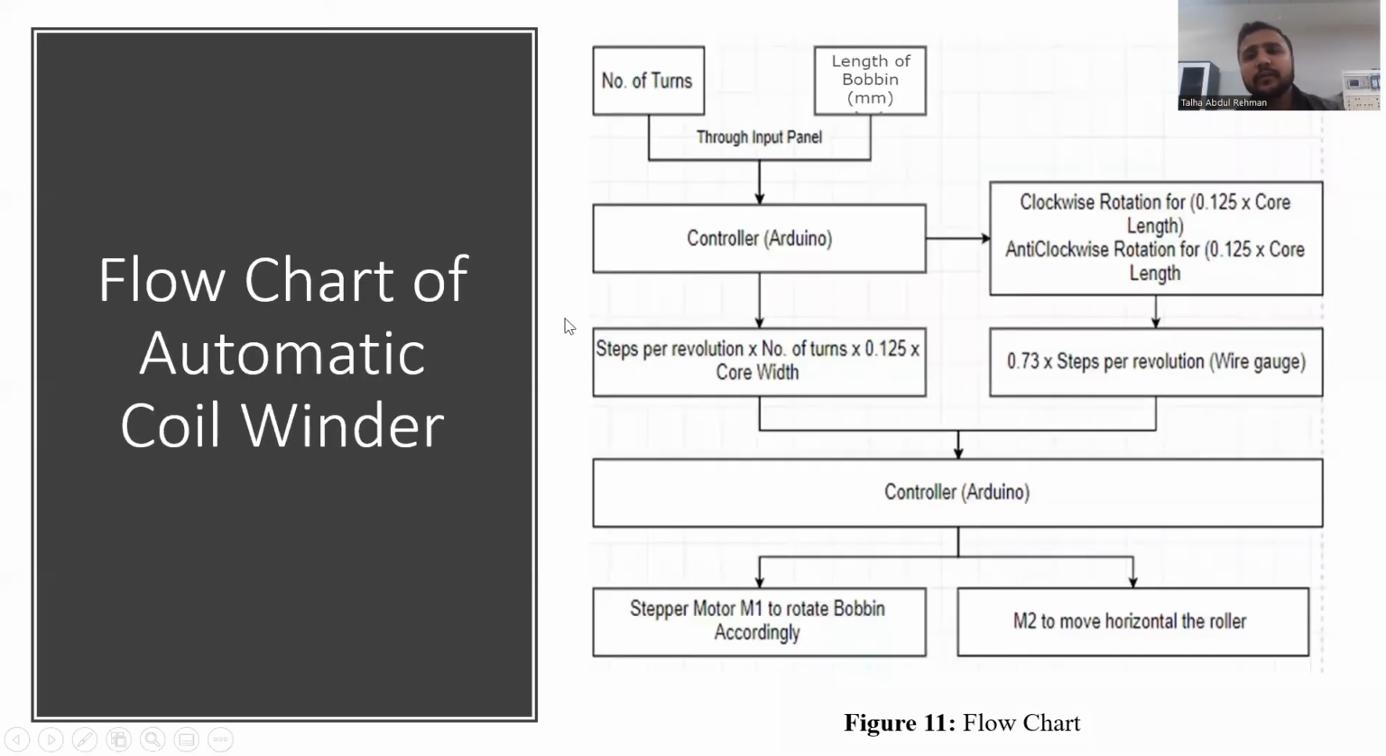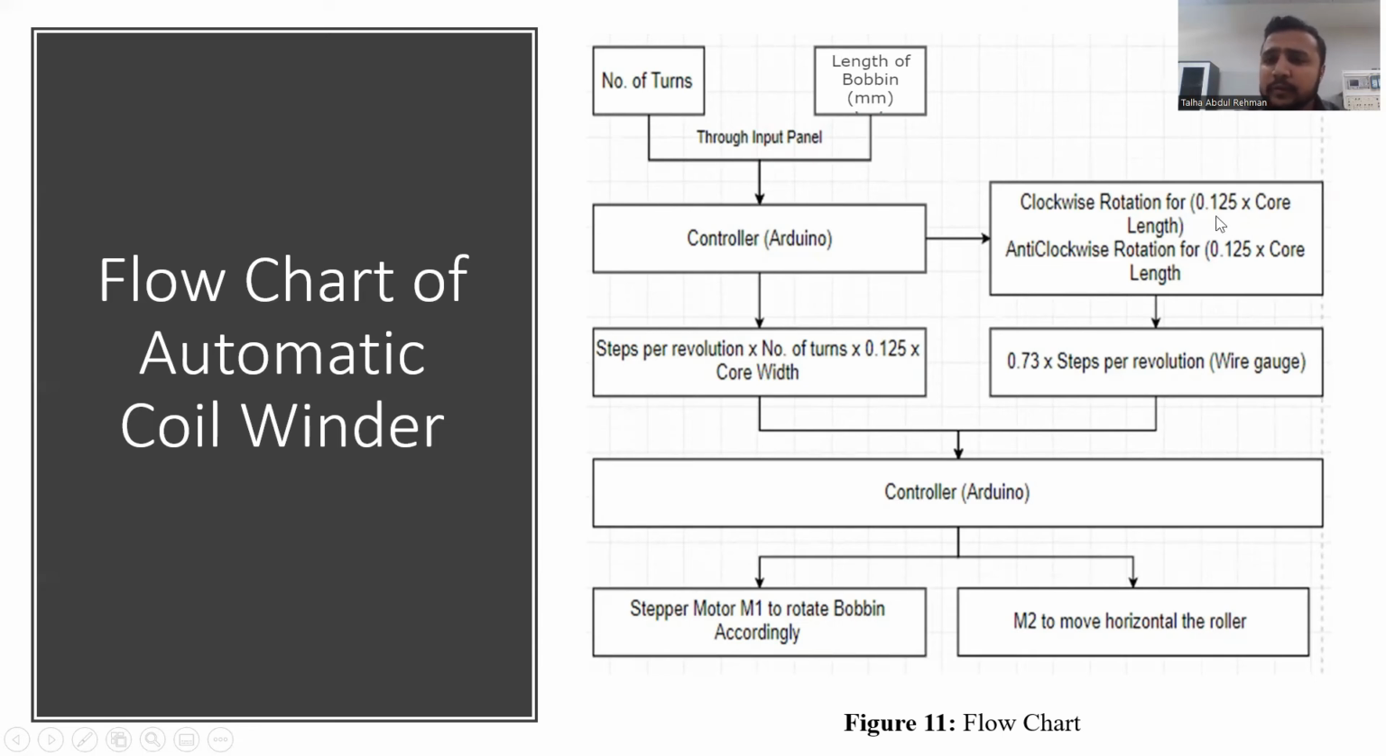Now we come towards the code that we used in our project. This is the flow chart of our code. First of all, we have to take input from the user, that is the number of turns and the length of the bobbin on which we want to wind the wire. These are input through the keypad and printed on the LCD. Then after that, it will go to the Arduino controller, which will decide its motion, how much it will move, and what factors are going to be used.